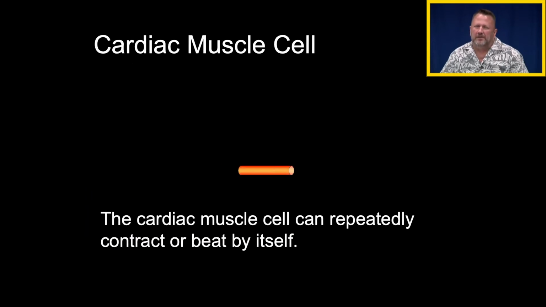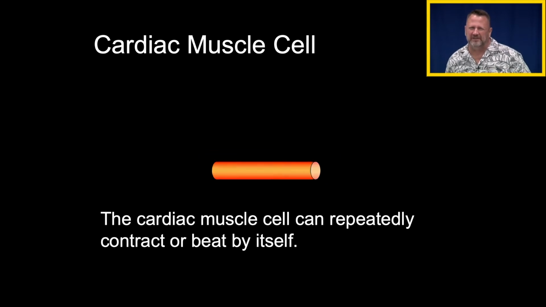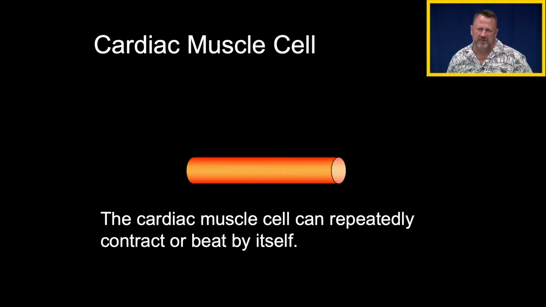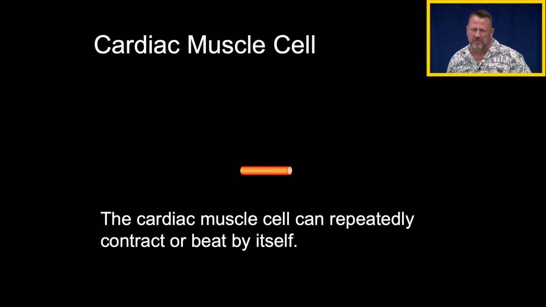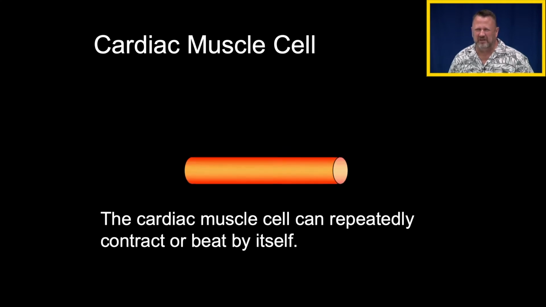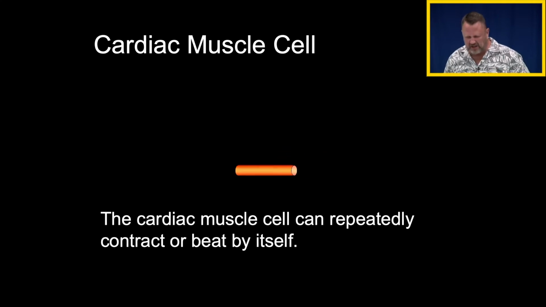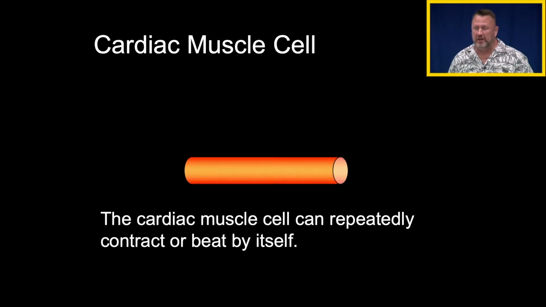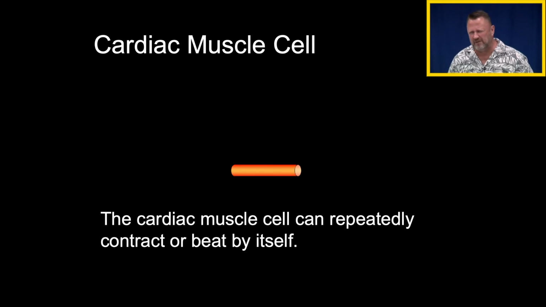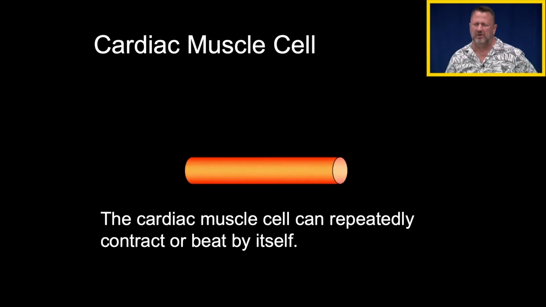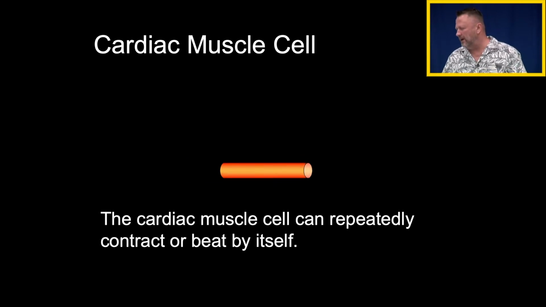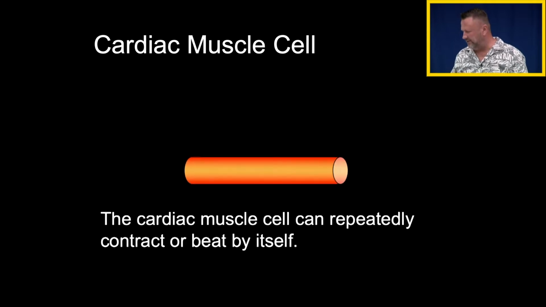All right, so each cardiac muscle cell can repeatedly contract or beat by itself. If you take a physiology class, they make this much more complicated than I'm getting ready to. However, something I can tell you is that each cardiac muscle cell can beat by itself. It has this internal clock that allows it to keep time for itself. If it's not getting the signal it thinks it should get, then it can just start beating on its own. So the cardiac muscle can repeatedly beat and contract all by itself.